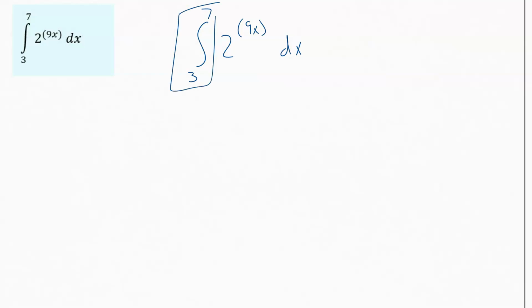So the 3 to 7, the antiderivative, that's just saying take the antiderivative of this piece, and dx is just telling us the variable that we care about. So really those are just directions telling us what to do to the equation in the middle.